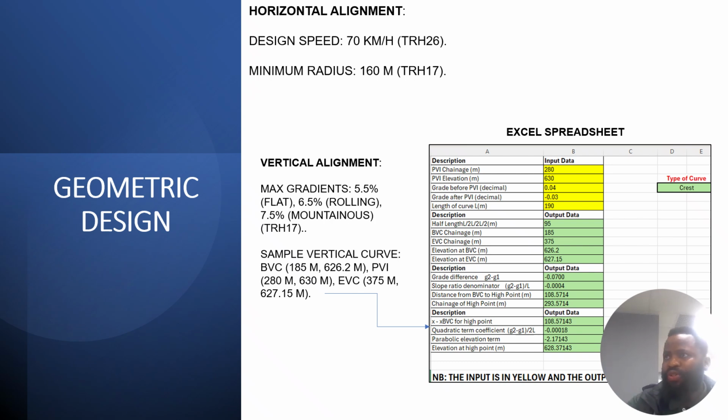And then the vertical alignments, for which we were requested to generate an Excel spreadsheet for the calculation of a vertical alignment. The maximum gradient for flat is 5.5, for rolling is 6.5, and for mountainous is 7.5, as per TRH17. And then this is the spreadsheet, which is very user friendly. The input is in yellow, and the output is in green. On the side, it gives you the type of curve, whether it's a crest or a sag. It's a very user friendly spreadsheet, so you can just go through it. You'll see.